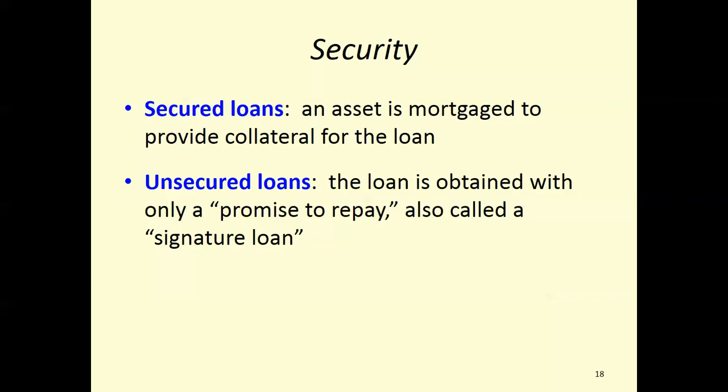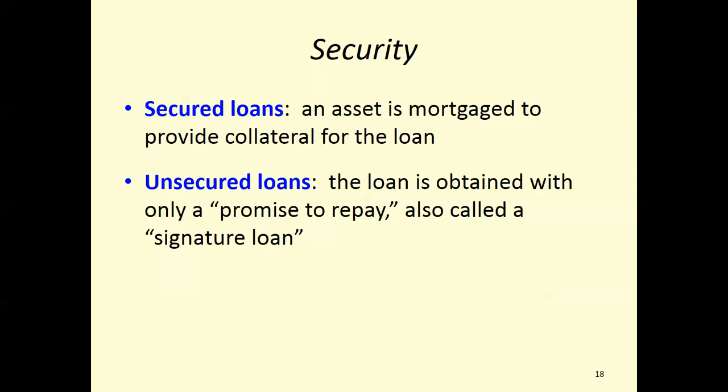If we describe loans by their security, we have what we call secured loans. That is where an asset is mortgaged to provide collateral for the loan. Then we also have unsecured loans. This is a loan that is obtained with only a promise to repay. It may also be called a signature loan.